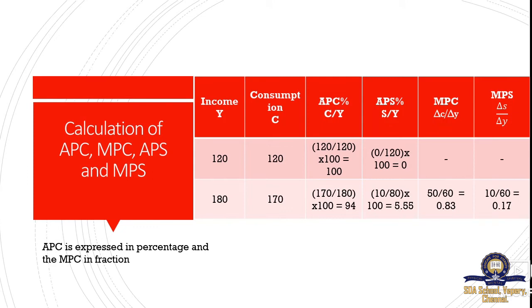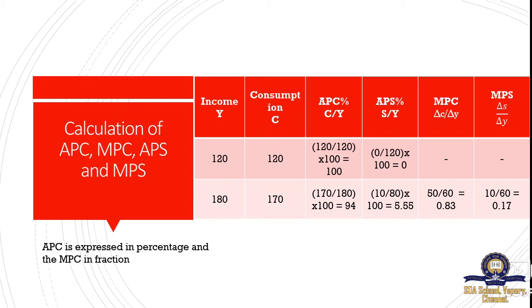Now we will see the calculation of APC, MPC, APS, MPS. The formula is given in that column itself. Income is given as Y, consumption is given as C, APC in percentage, APS in percentage. Percentage means we should multiply by 100. So here income is 120, consumption is 120. Apply the formula: 120 by 120 into 100, which gives 100. Now we'll go for APS, S by Y. There is no saving. 120 minus 120 is equal to 0. So 0 by income 120 into 100 gives 0. And we cannot calculate MPC and MPS for this.